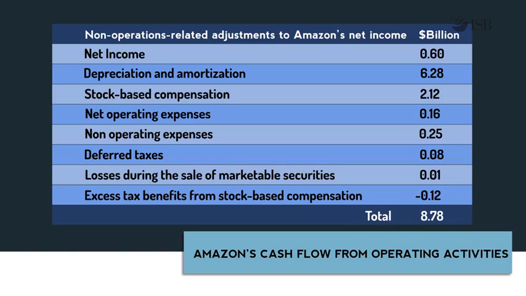So the total adjustments to net income are $6.28 billion for depreciation and amortization, $2.12 billion for stock-based compensation, $0.16 billion for net operating expenses, $0.25 billion for non-operating expenses, $0.08 billion for deferred taxes, $0.01 billion for losses during the sale of marketable securities, and finally a negative $0.12 billion for excess tax benefits from stock-based compensations. These adjustments add up to a positive $8.78 billion.